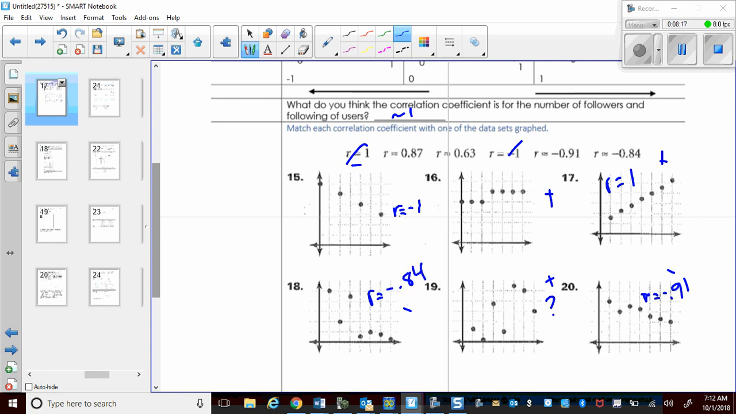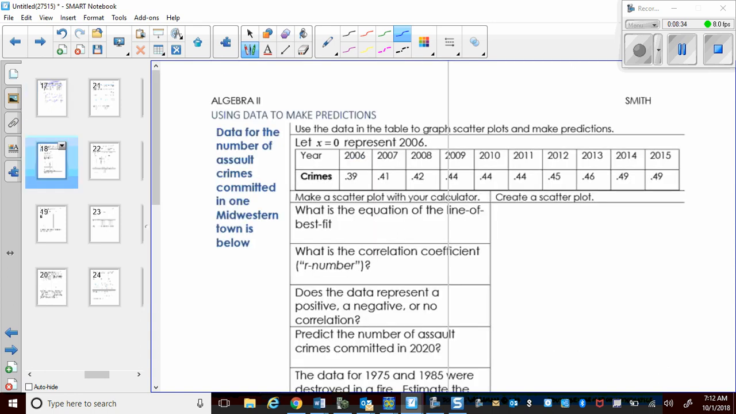Now, 19 and 16. 19 is less predictable, so it's going to be lower. So R equals 0.63. On the other hand, for 16, R equals 0.87 because it's more predictable. The pattern is predictable.